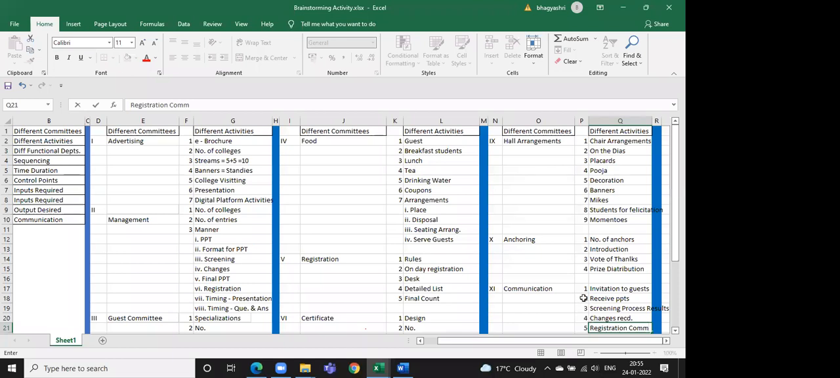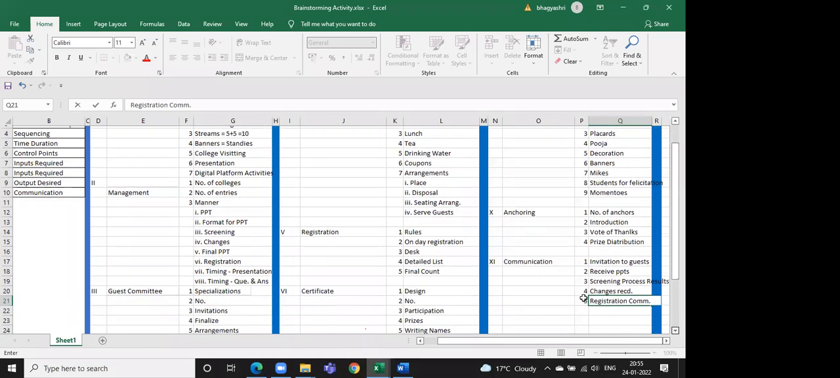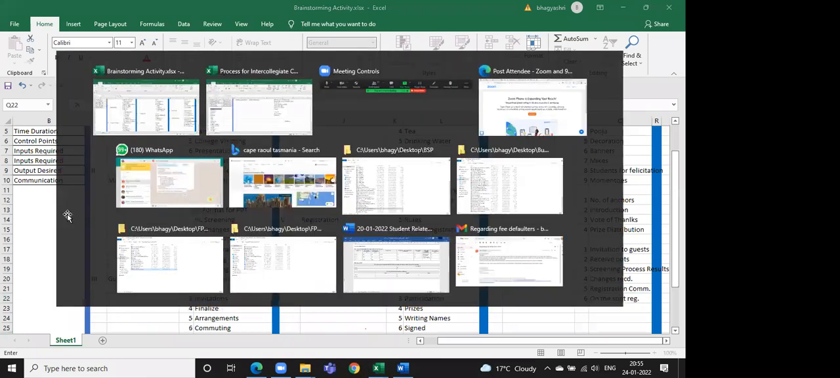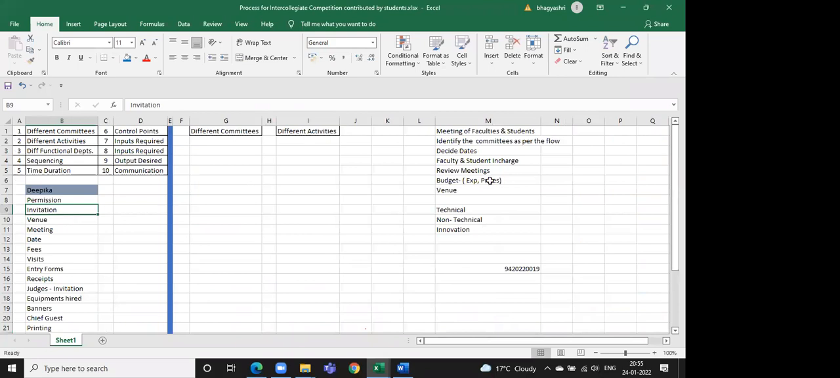And then in case there is on the spot registration, okay, on the spot registration, then essentially this will be taken care of by the registration committee, as well as it has to be communicated to the communication committee as well, okay. So this will be taken care of by the communication committee as such. So invitation is taken care of, venue will be already decided in the meetings, and that's where the hall arrangement committee will be taking care of this.